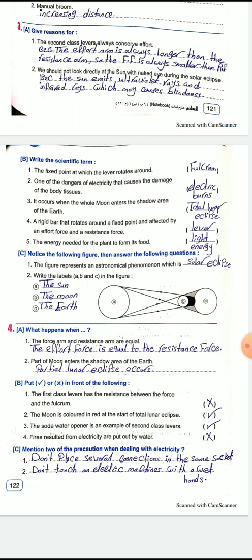Letter B, put right or wrong. Number one, the first class levers has the resistance between the force and the fulcrum. Wrong. In the first class lever, the fulcrum is in the middle. Number two, the moon is colored in red at the start of total lunar eclipse. Yes, right. Number three, the soda water opener is an example of second class lever. Yes, right.